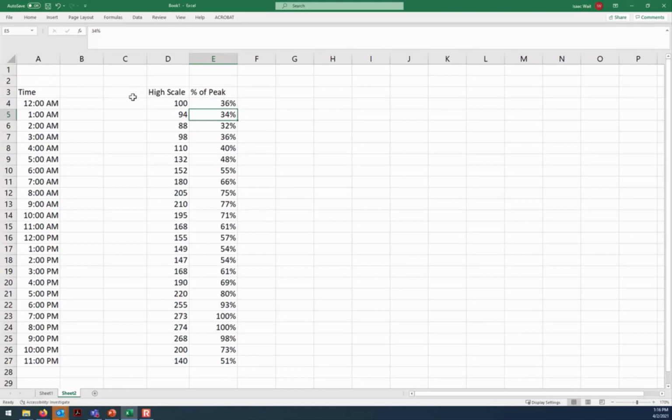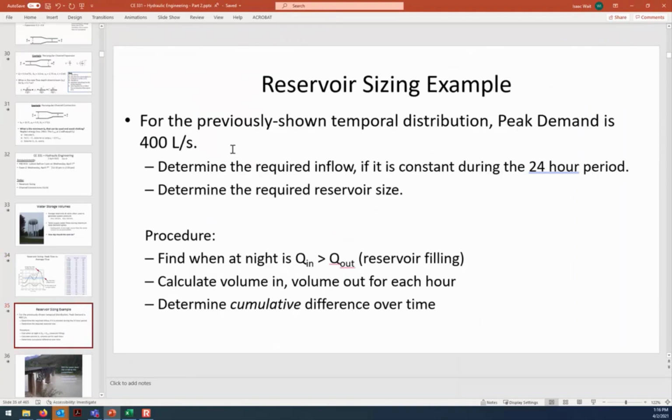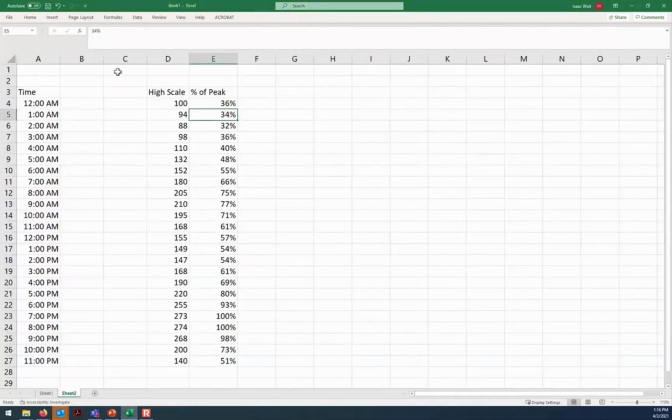flow out percentage. Okay, now what we know is our max flow. We're going to do this example with the following data. We're going to do an example where we'll assume our peak demand is 400 liters per second. In your project, you had some other peak demand at the bottom of your summary sheet. But just for purposes of illustration, I'm going to use 400 liters per second to figure out how big should the reservoir be.